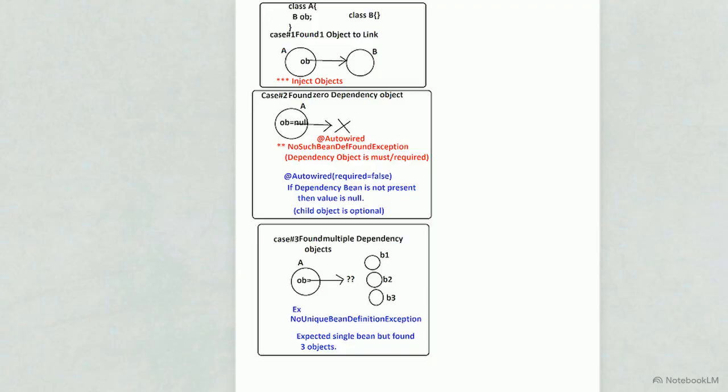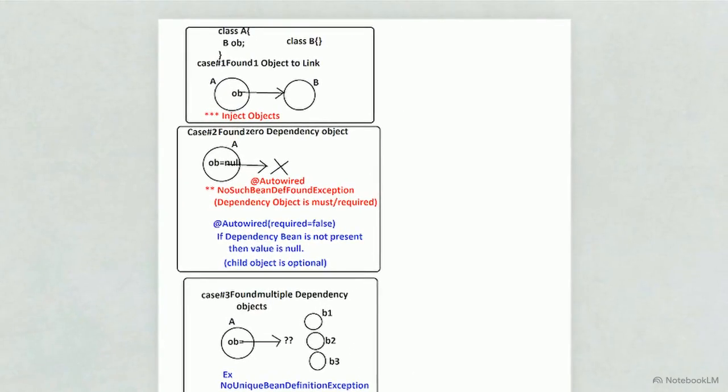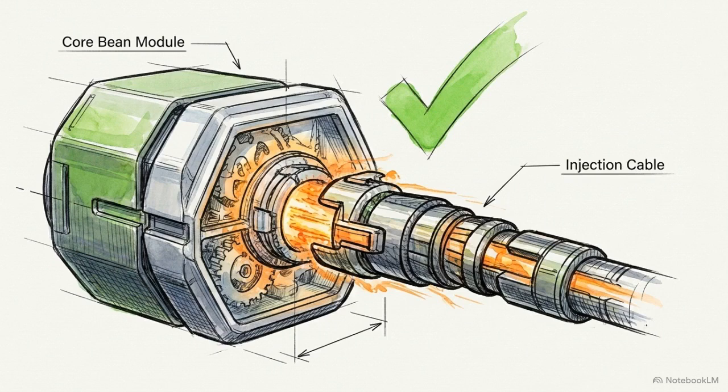This diagram illustrates the 3 specific outcomes the container faces when attempting to fulfill that mandatory dependency requirement. Case 1 is the ideal scenario. The container searches the context and finds exactly one matching dependency object, labeled here as Class B. Because there is no ambiguity, the container automatically and successfully injects the dependency into the requesting object.